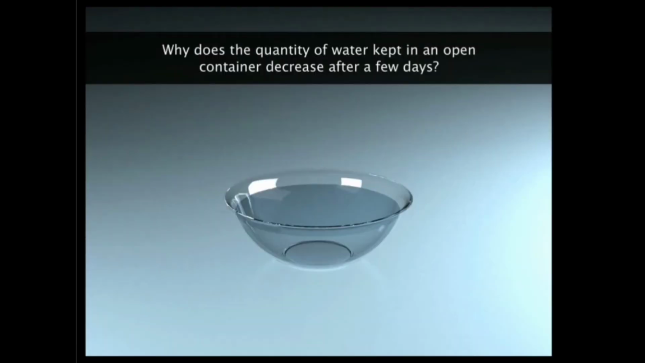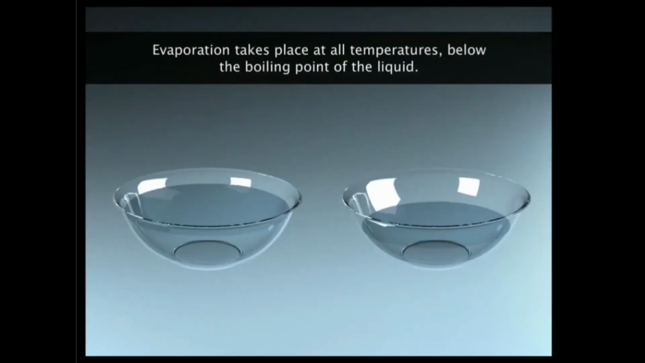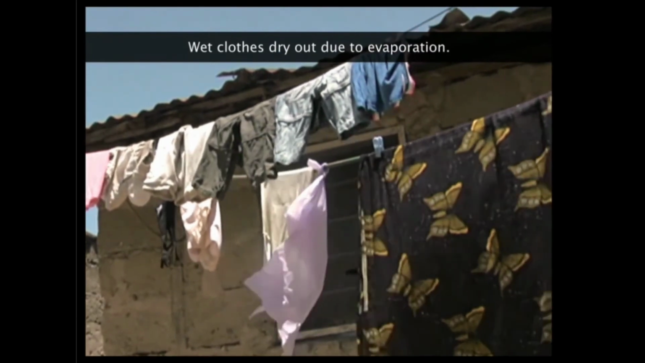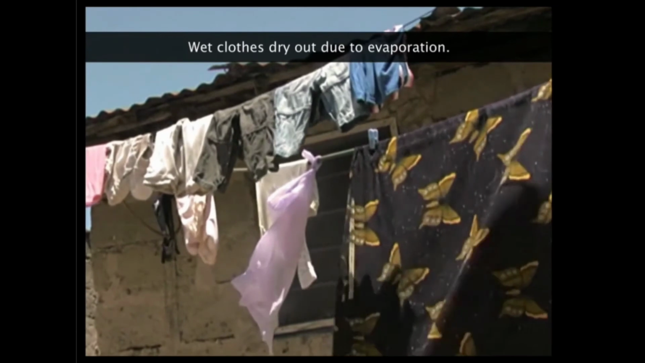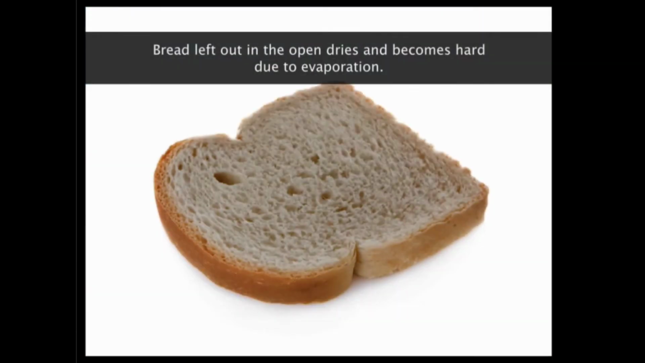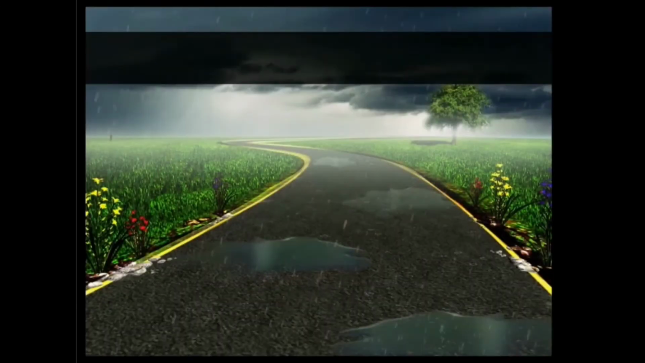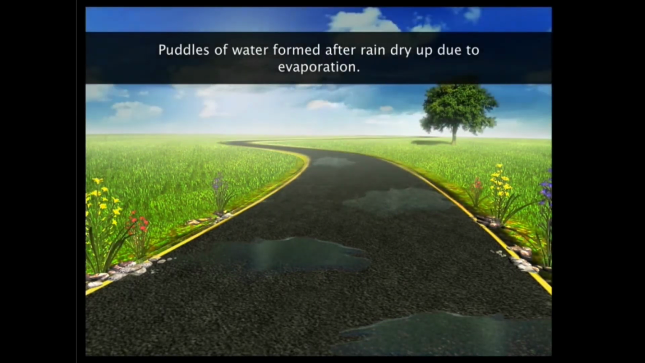Why does the quantity of water kept in an open container decrease after a few days? Evaporation takes place at all temperatures below the boiling point of the liquid. It is due to evaporation that wet clothes dry out, and bread left out in the open dries and becomes hard. Without evaporation, the puddles of water formed after rain would not dry.